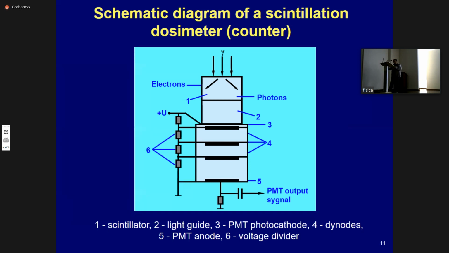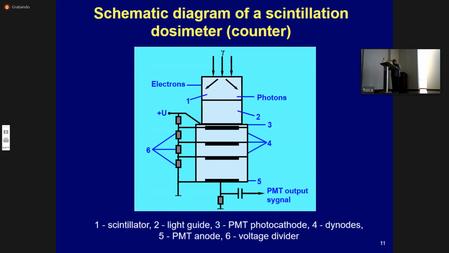When gamma radiation interacts with the substance of the scintillator, electrons are formed which are absorbed in the scintillator and create flashes of light, or scintillations. Scintillation is a short-term, from 10⁻⁹ to 10⁻⁴ seconds, light flash that occurs in a substance under the action of ionizing radiation. The light is directed by the light guide to the photocathode of the photoelectric multiplier, PMT.